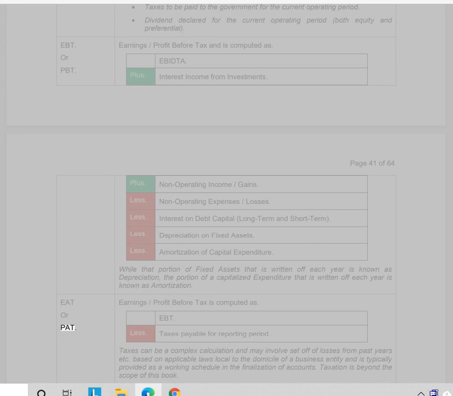EAT or PAT. Earnings/profit after tax is computed as EBT less taxes payable for the reporting period. Taxes can be a complex calculation and may involve set-off of losses from past years, etc., based on applicable laws local to the domicile of a business entity, and is typically provided as a working schedule in the finalization of accounts. Taxation is beyond the scope of this book.